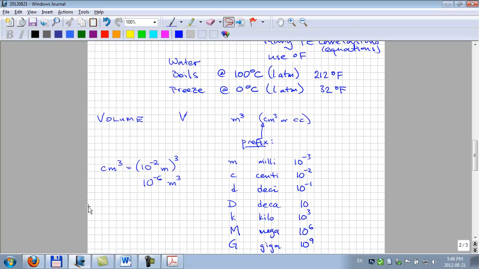And then for field units, feet typically is feet cubed. Very seldom do you have inches cubed. Very seldom, but sometimes.